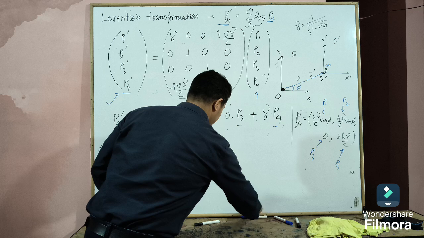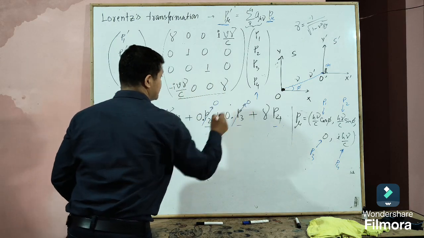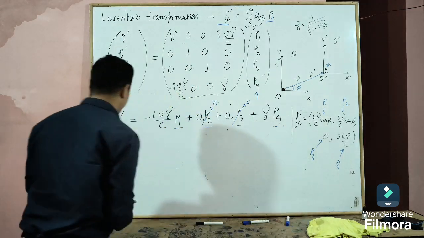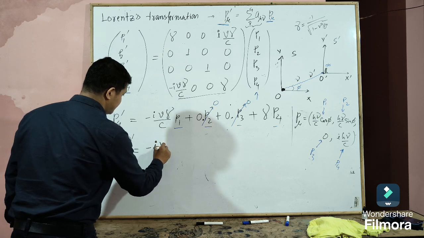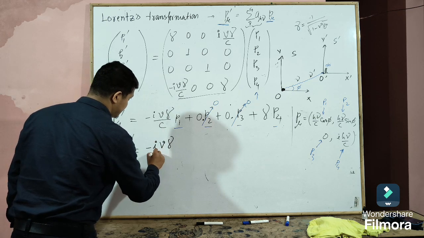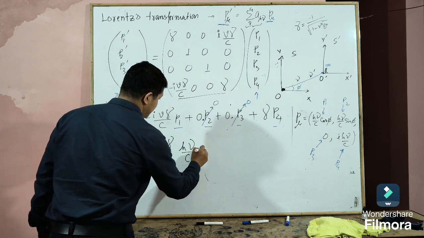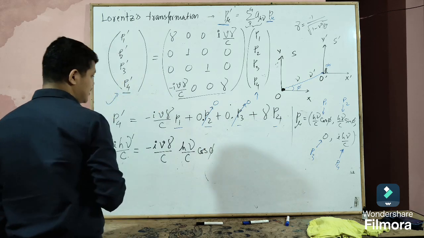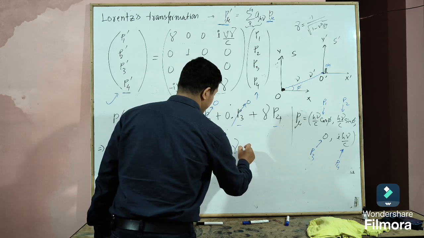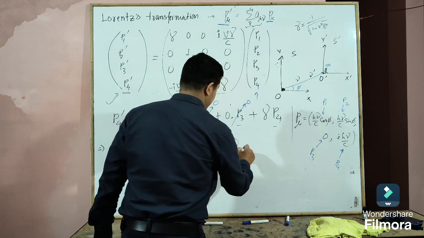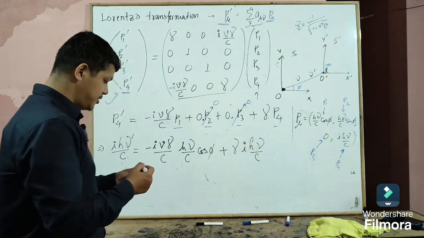Okay, then here you see these two components become 0, right. 0 into anything is 0. That's it. Now you see here we have minus I v into gamma by c, and p1 is nothing but h nu by c cos phi, right, and plus gamma p4. What was p4? This is the p4, I h nu by c. That's what we have got.